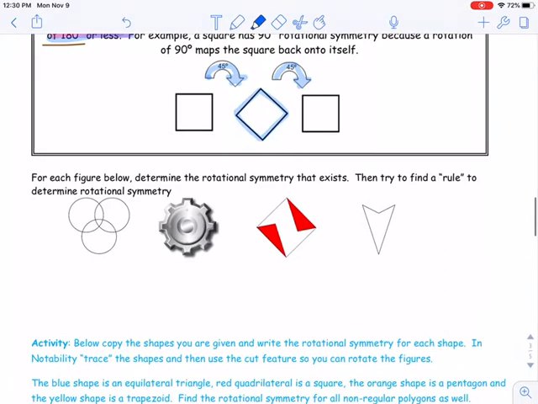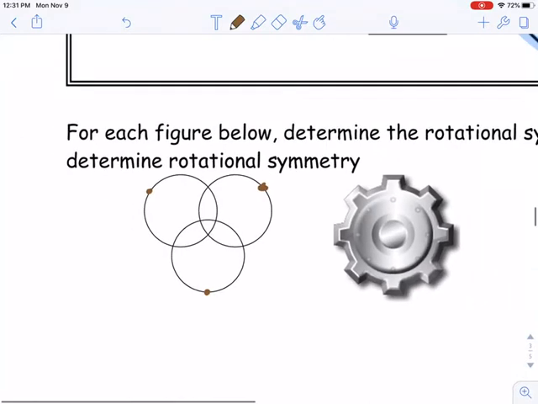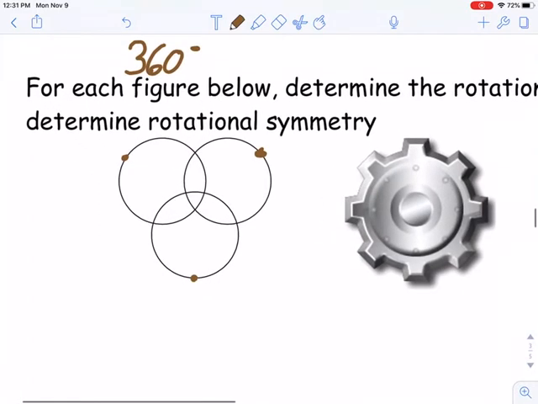All right, so there's no real formula, there's no real trick. You just kind of have to use logic and stuff, right? So for each figure below, determine the rotational symmetry that exists, then find a rule to determine the rotational symmetry. All right. So first off, actually, let me rewind a little bit. At full spin, there's 360 degrees. We're always working with 360 degrees and going from there.